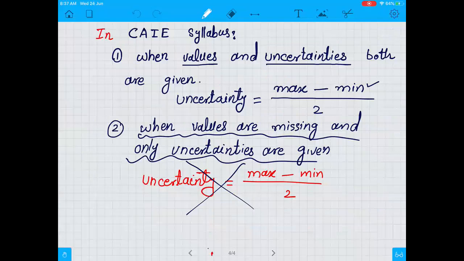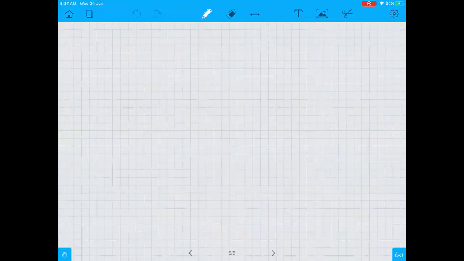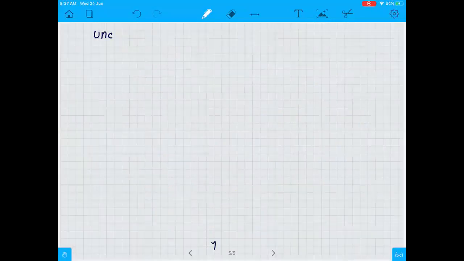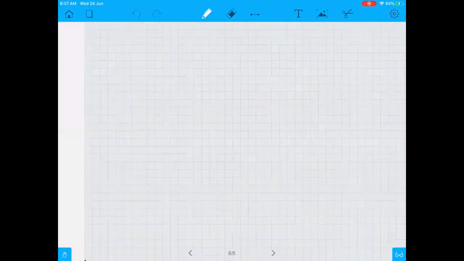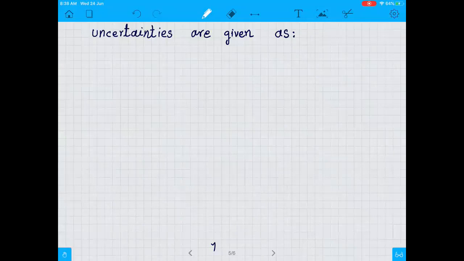What is the method of giving uncertainties in the questions? Sometimes uncertainties are given as number 1, absolute uncertainty.